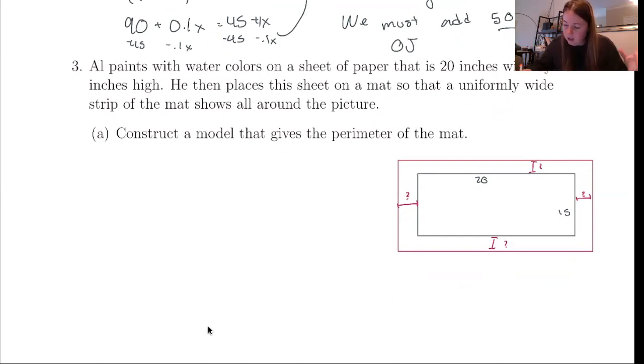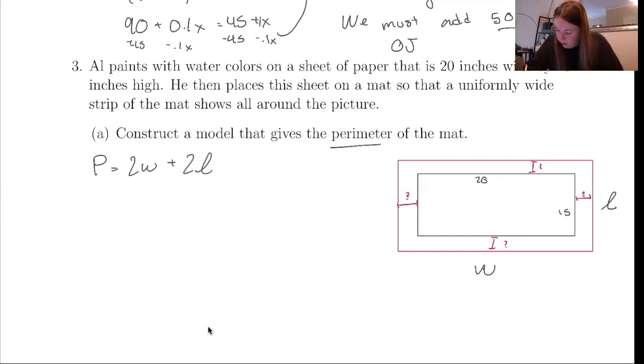So instead of thinking about the mat as length and width, let's use something that we already know. So we want to find perimeter. Instead of calling the perimeter 2W plus 2L and having these two things, let's use that this length is the same all the way around and that it has to be at least 20 and 15. If it's smaller, then it's kind of silly to put a mat behind a painting, right?